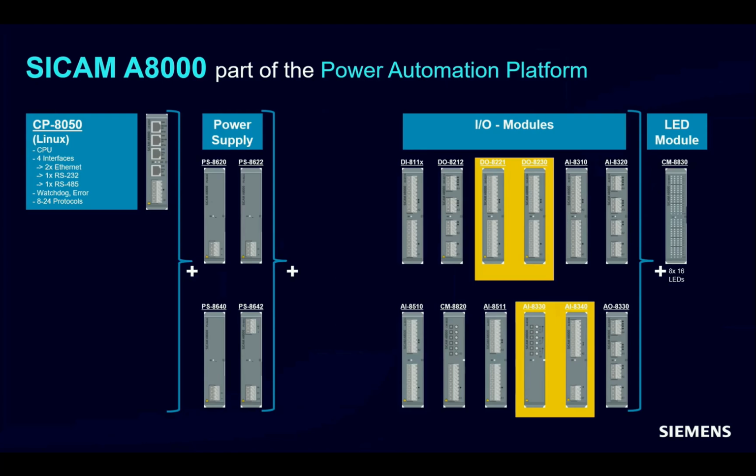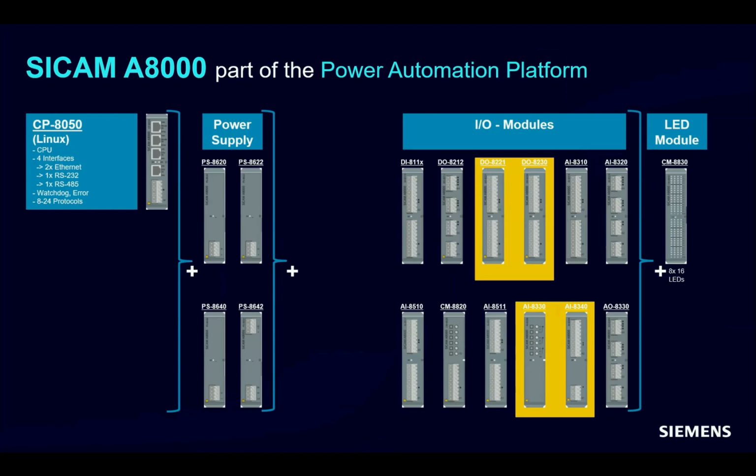Of course, the first difference is the operating system, which is an embedded Linux. The processor power and available memory of the CP8050 is much more powerful. And the number of communication interfaces directly available on the CP8050 is identical to what you saw earlier: 4 communication interfaces, 2 Ethernet-based and 2 serial-based interfaces. But different is that you can equip these interfaces with up to 8 protocols, meaning that you can have different Ethernet-based protocols running on one physical Ethernet interface.